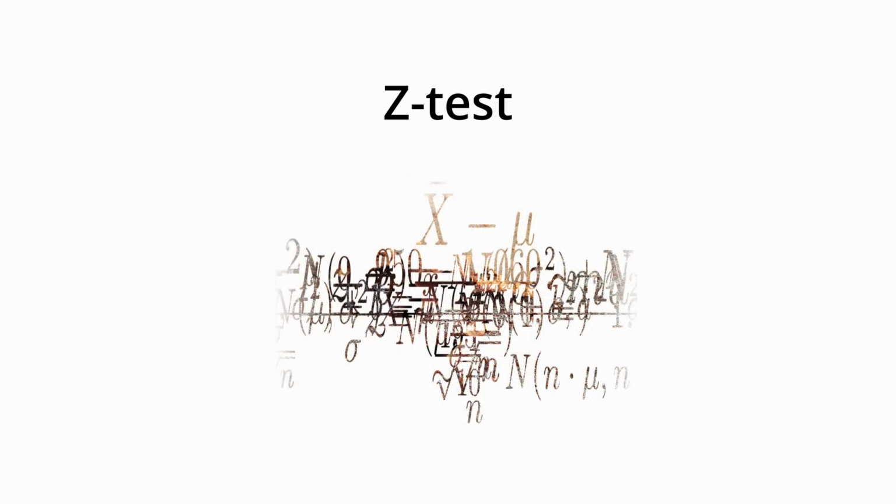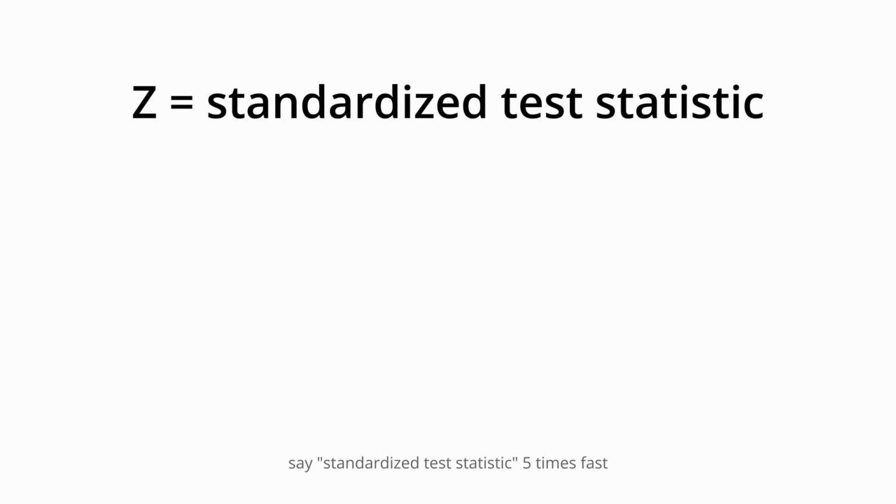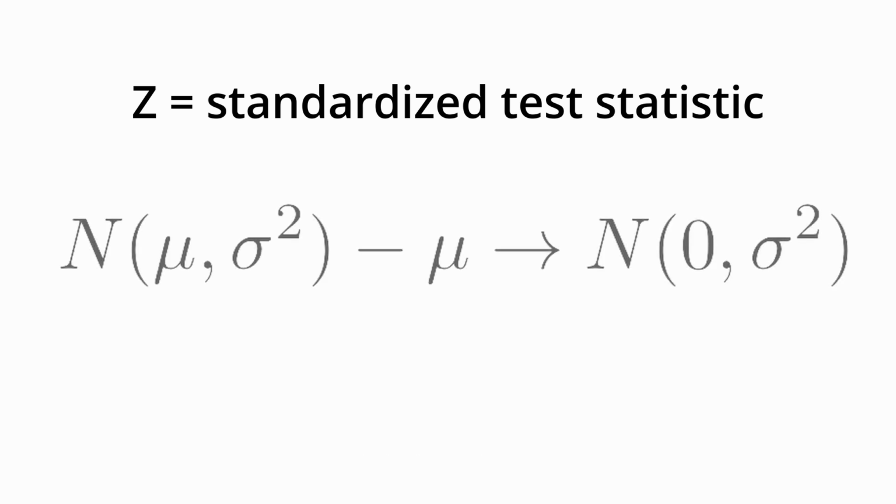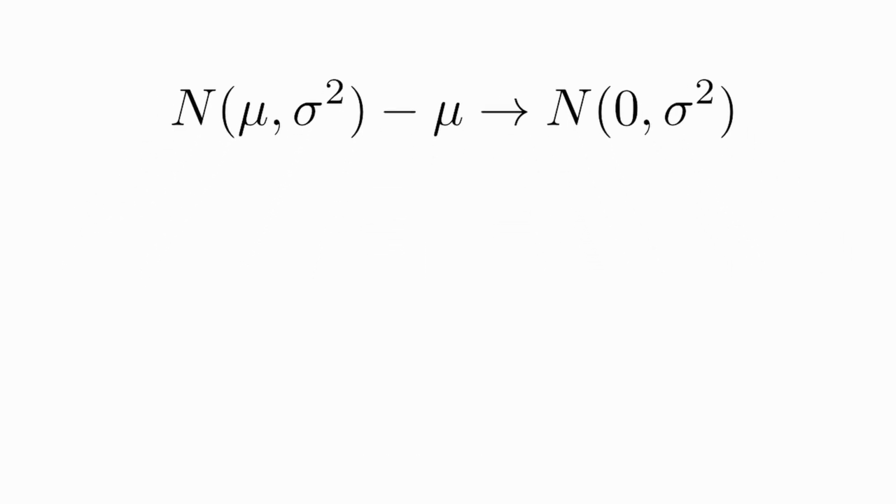Also, a forewarning, this is going to be the densest section for math in this video. After this, it should be pretty smooth sailing. Anyway, the z in z-test refers to a standardized test statistic, z. Standardizing, at least in this case, involves two steps.